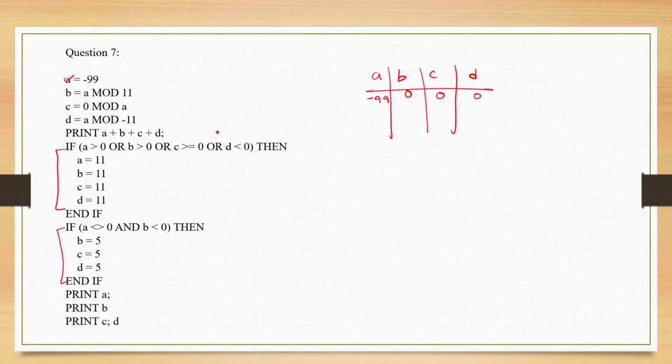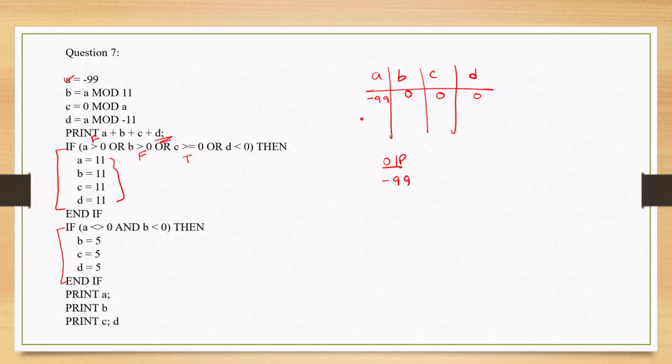First print is print A plus B plus C plus D. Adding all 4, you see only 99 is there. So minus 99 will print and the line will not change because of the semicolon. The first if condition is if A greater than 0, minus 99 greater than 0 is false. B greater than 0, 0 greater than 0 is again false. C greater than equal to 0, this is true. It's equal to also, not only greater, it's greater than equal to. So yeah, 0 greater than equal to 0 is true. If any one condition is correct, it's accepted because it is logical OR.